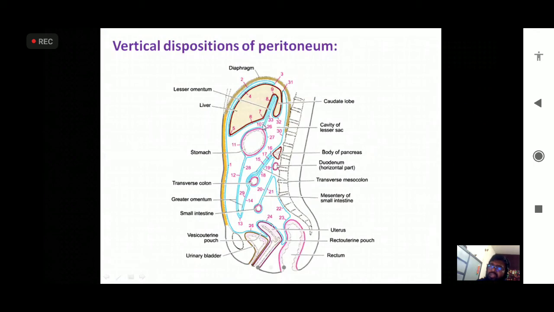to the depth of this fissure, then it turns upon itself to become the anterior layer of the lesser omentum. Now you see this is the lesser omentum. It becomes the anterior layer of the omentum, and when it reaches the lesser curvature of the stomach, it winds all the way around.